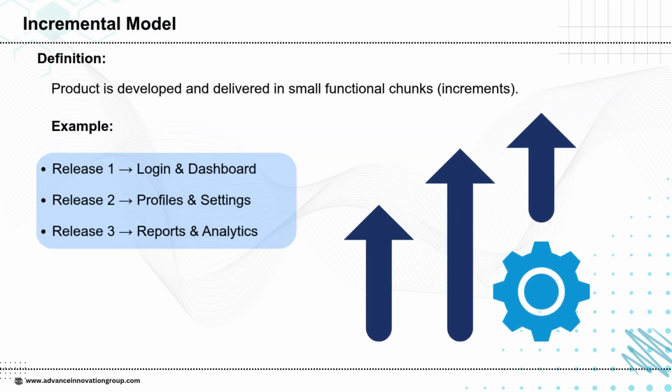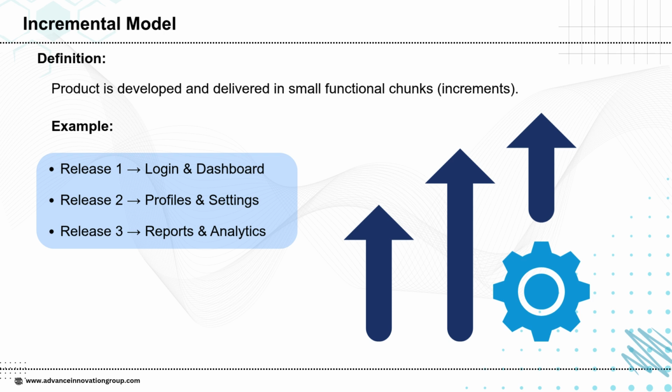The incremental model delivers the product in small functional releases. Each release adds new features while previous ones continue working. Example: Release 1, Login and Dashboard. Release 2, Profiles and Settings. Release 3, Reports and Analytics. This approach reduces risk and gives users value early.